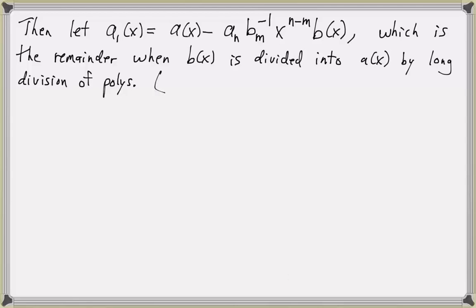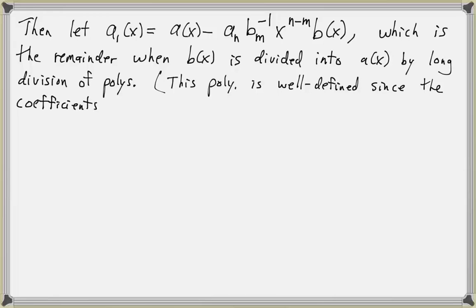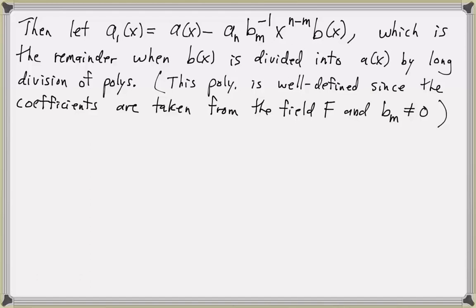Now in this polynomial A1 of X, we have this b_m inverse, but this is well defined since the coefficient b sub m is in a field, and so it has an inverse. So this polynomial is well defined, since the coefficients are taken from the field F, and we assumed that b sub m was not equal to zero when we made the assumption that B of X is a polynomial of degree M, so the leading coefficient is non-zero.